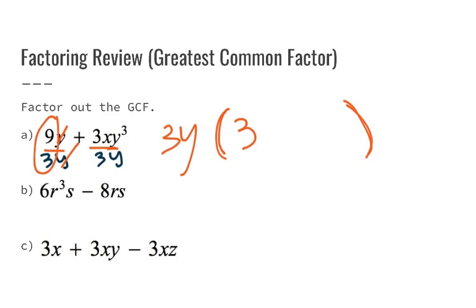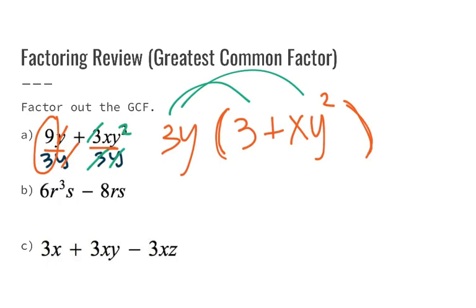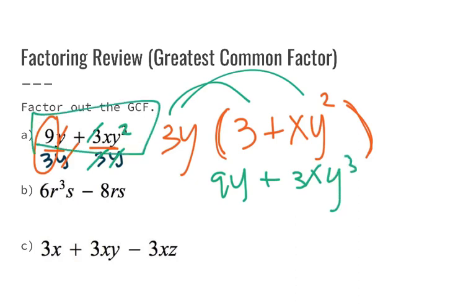And in the second term, the 3 divided by 3, that part cancels, and the x cubed, since I'm dividing it by a y, this would get knocked down to y squared. So what I would have left is plus xy squared. And again, a way of checking is just distribute this back out to both terms, and when I do that, I would get 9y plus 3xy cubed, which is exactly what I had started off with. So I know I have the right answer.